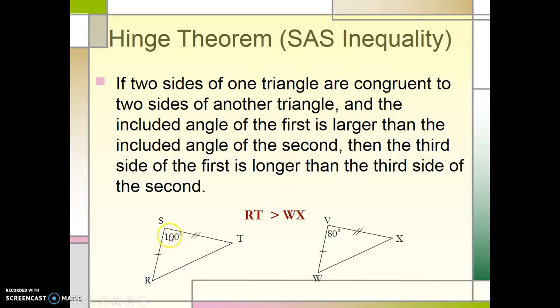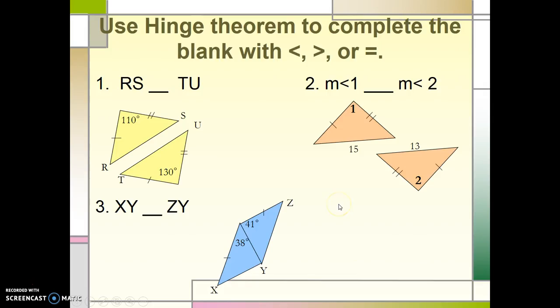Alright, so down here, this is just the hinge theorem stated again. Basically, if this angle is bigger, this is 100, and you have your two sides equal, with this 80, and these two sides equal to these ones, then that must mean RT is greater than WX. So RT is greater than WX.